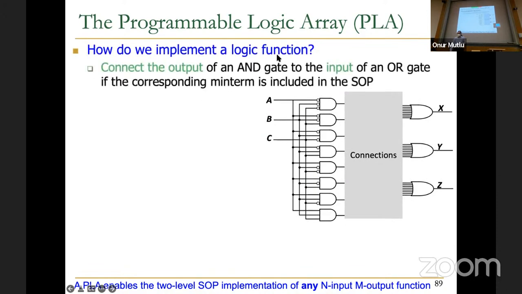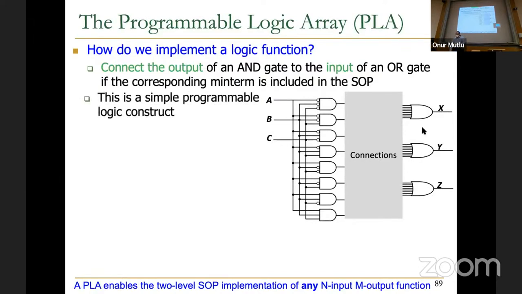How do you implement a logic function? You basically connect the output of an AND gate to the input of an OR gate if the corresponding min term is included in the SOP. Just like you would be actually doing two-level logic using SOP, sum of products, except you're just relying on the connections to magically connect the min terms to here.